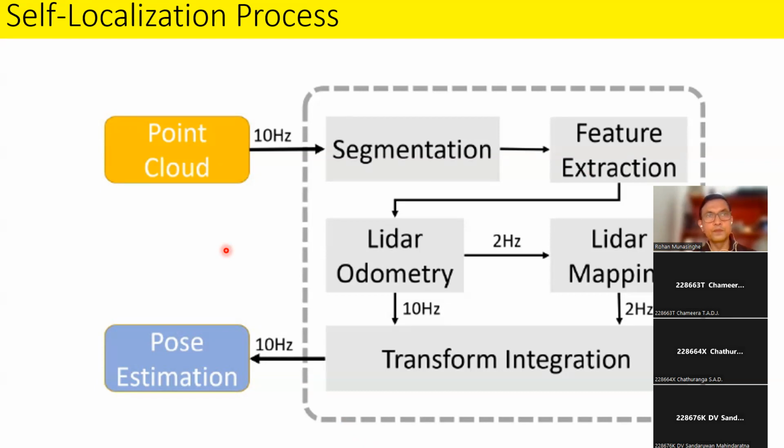What does this 10 hertz mean? That means 10 points per second? No, no. It is 10 times a second, every 100 milliseconds. It takes the point cloud. The robot is moving slowly. So every 100 milliseconds, it takes a scan, takes a scan, takes a scan, and gradually builds the map.